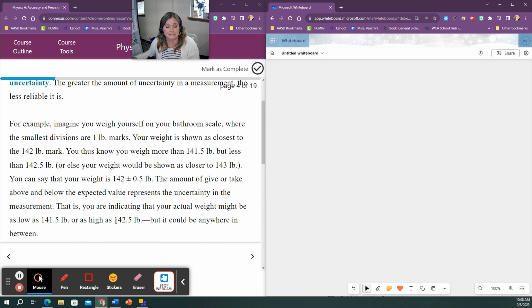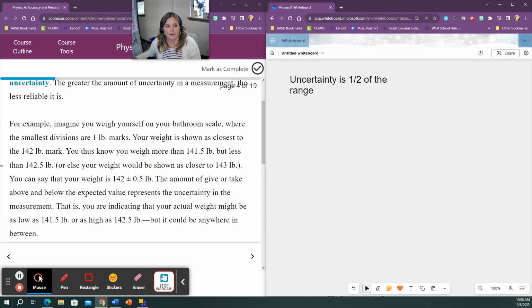All right, so the example they're giving you in the text has to do with weight on a bathroom scale. The first thing that I think is a little bit confusing here is they don't really define what uncertainty is. So I want you to remember this, that uncertainty is 1/2 of the range. That's true for all of these, right?